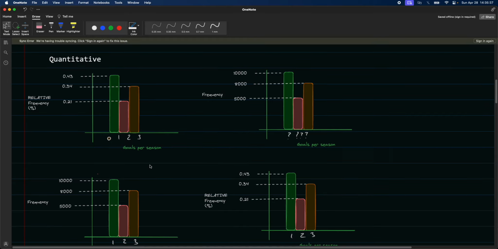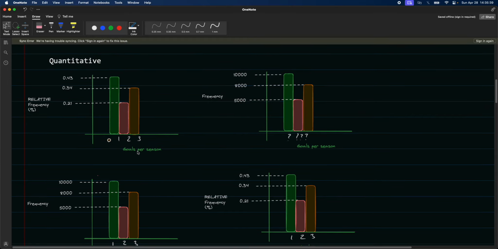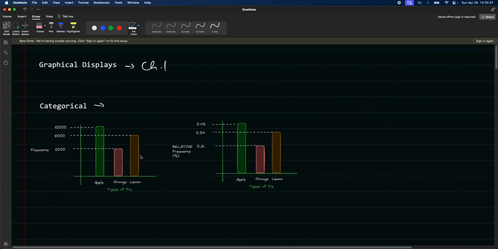But in quantitative, say we have goals per season, you can take an average. You can find out the average goals per season, right? So that's the biggest difference. And as long as you know that, that's all you need to know.